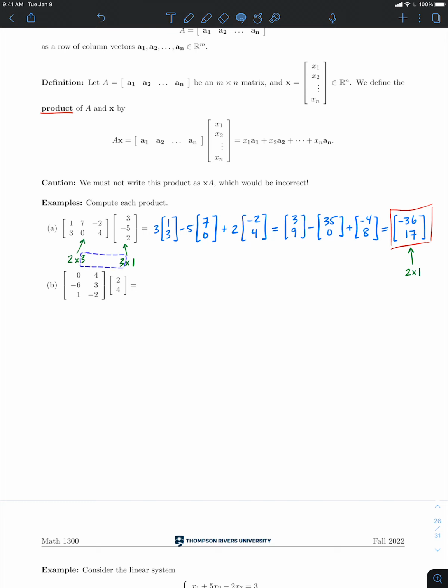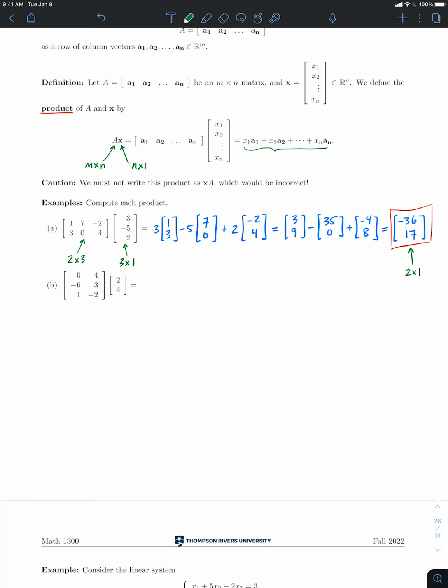You need to make sure that you have the same number of columns in this matrix as you have entries in this vector. So that amounts to checking that these two numbers agree. And they do, so that's why this worked. Then the two outer numbers, the 2 and the 1, give you the dimensions of the product. That's worth remembering. In general, we have this. Let me add the general situation. So A is m by n, and x is n by 1.